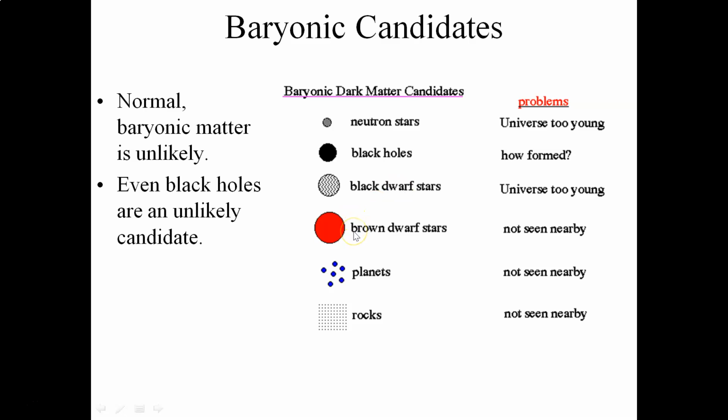Same thing with what are called brown dwarfs, by the way. Brown dwarfs are kind of like an in-between, if you will, between planets and stars. We have observed brown dwarfs, for example, nearby, but there's not a lot of them.